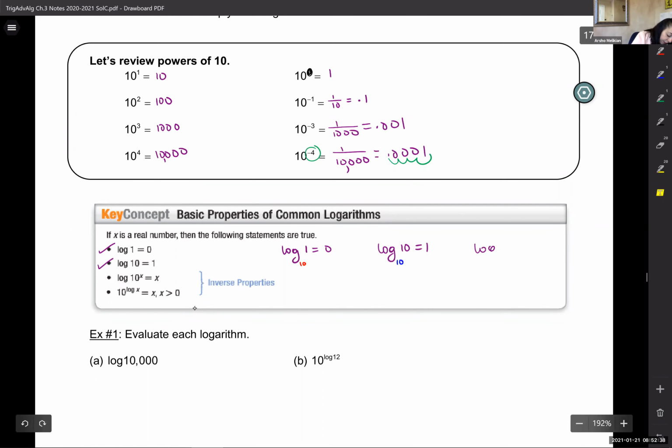And then look, if I have log of 10 to the x, the base here is 10. So it's the same pattern as before: log, base, base. All these just kind of go away, and then you have that equal to x. Last but not least, if you have 10 to the power of log x, there is a hidden 10 here. And look, same pattern, 10 to the log 10 kind of goes away, so you just have x.